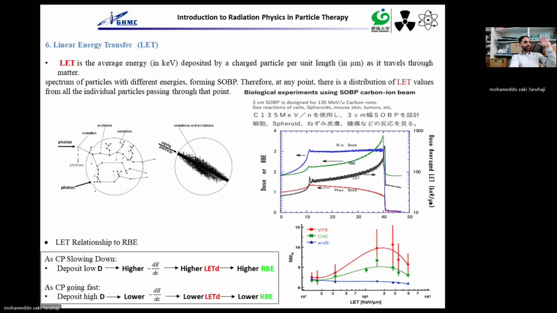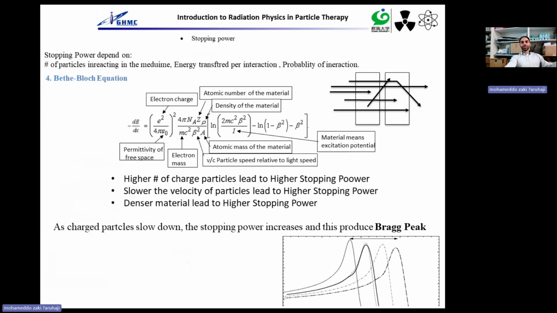Previously we understood stopping power, imparted energy per unit length. Stopping power is telling me that this material has the capability to stop this much energy coming from this number of particles with this thickness.